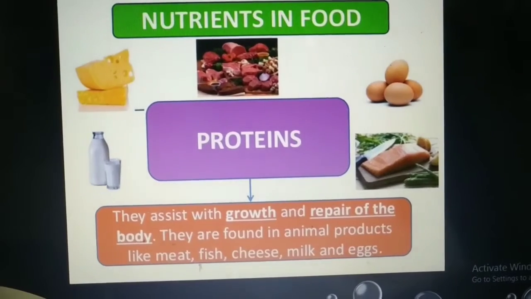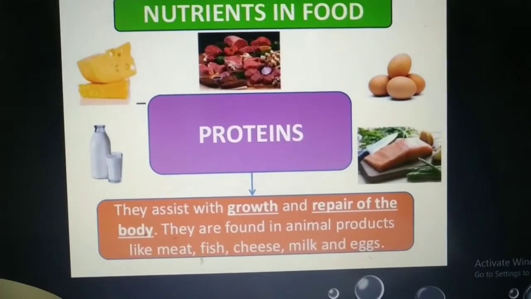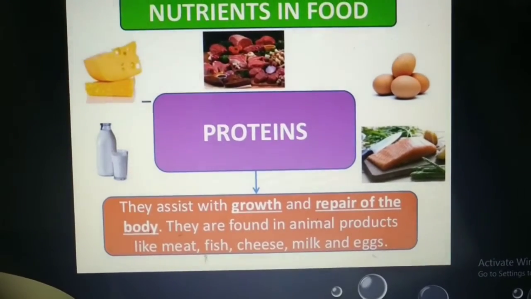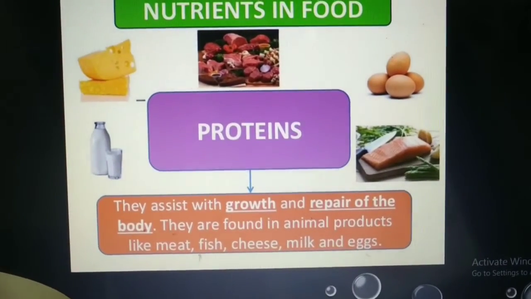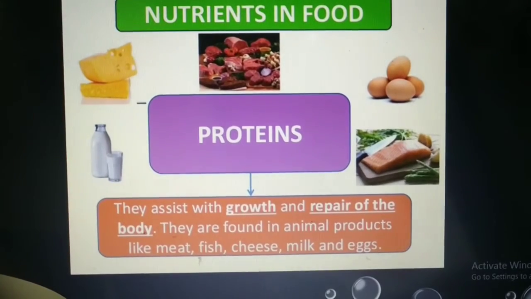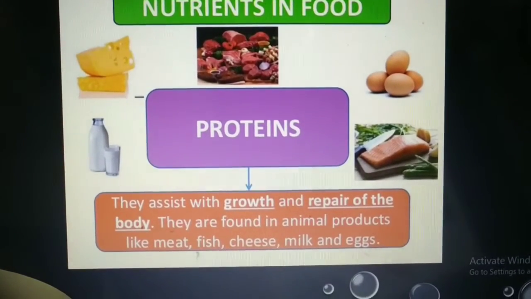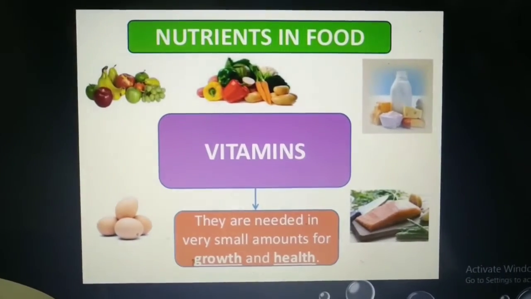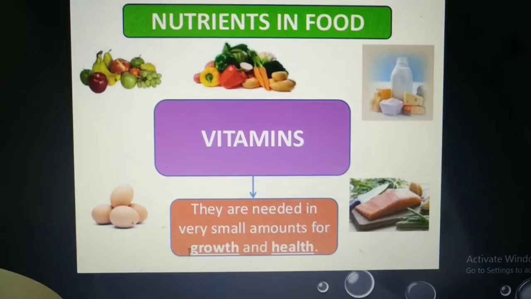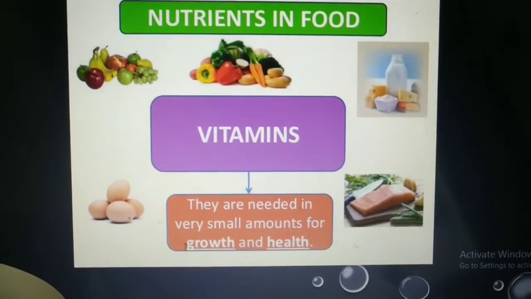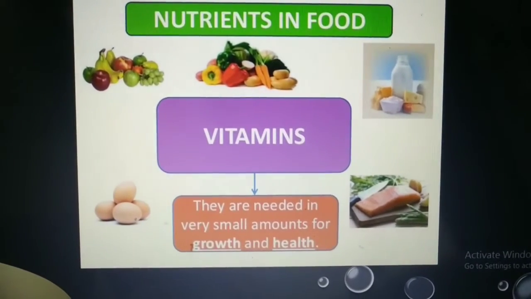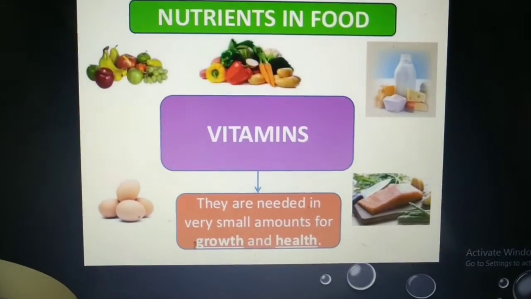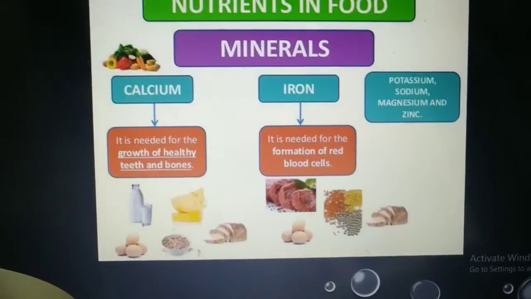Now proteins. You can see cheese, eggs, meat, fish, milk. Proteins assist with the growth and repair of the body, and they are found in animal products like meat, fish, cheese, milk and eggs. Now vitamins are found in fruits and vegetables, milk, egg and everything. They are needed in very small amounts for growth and health.